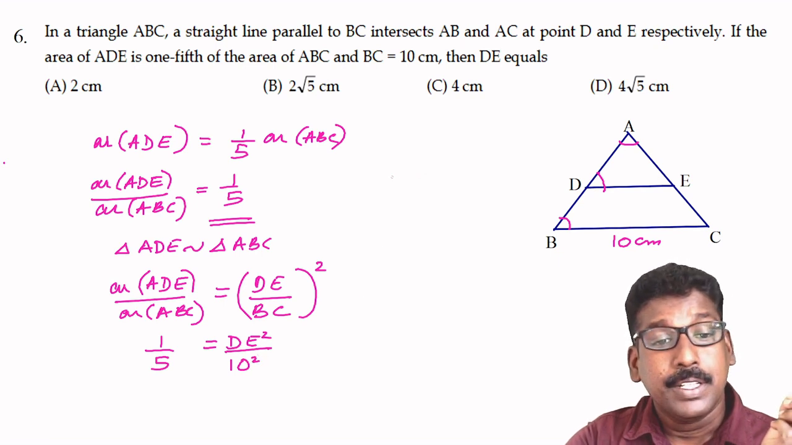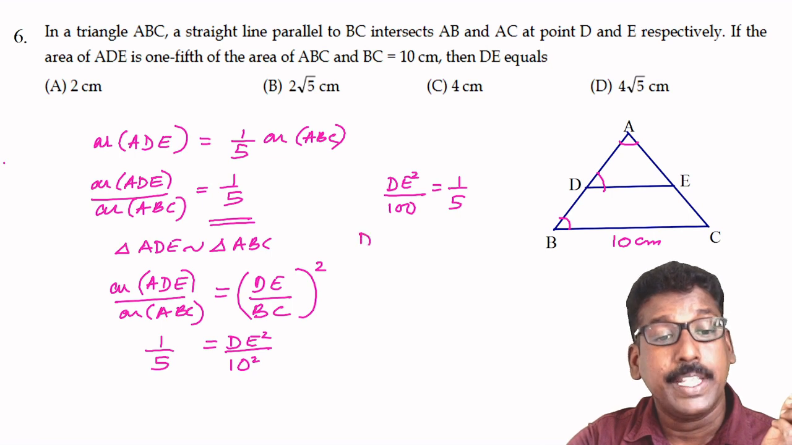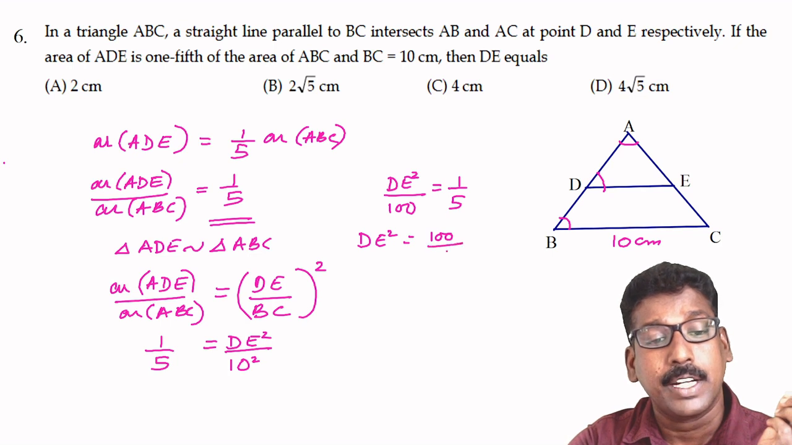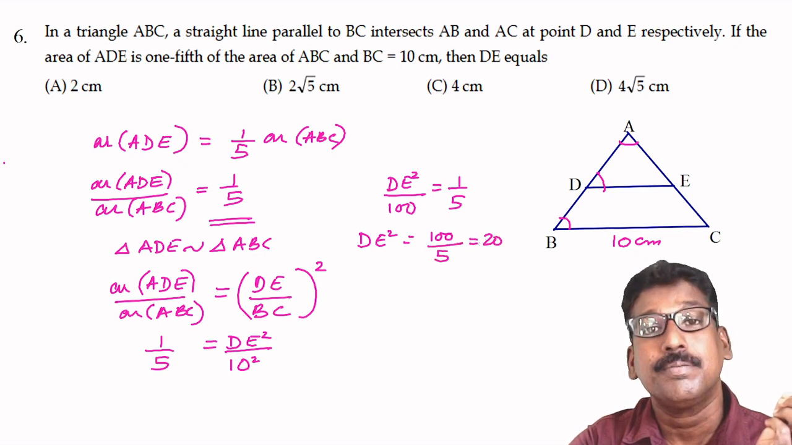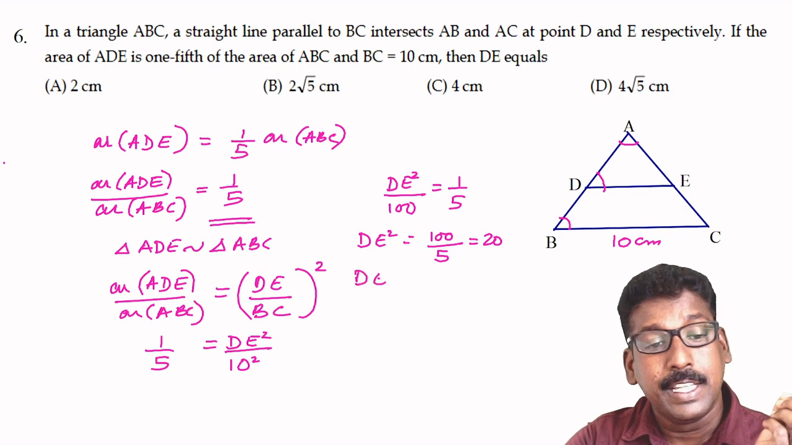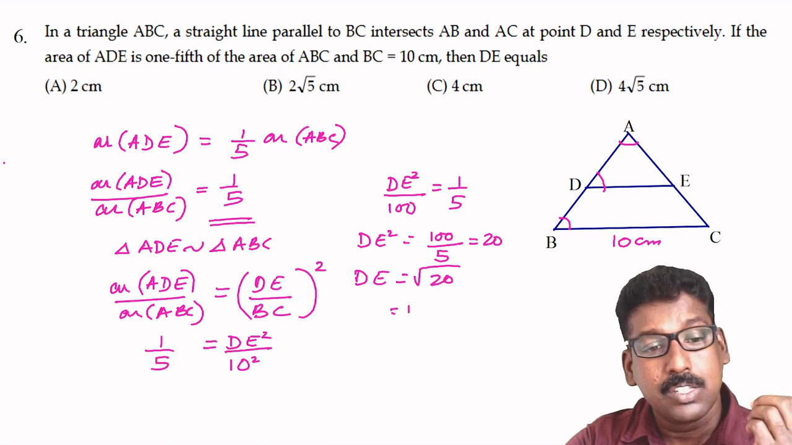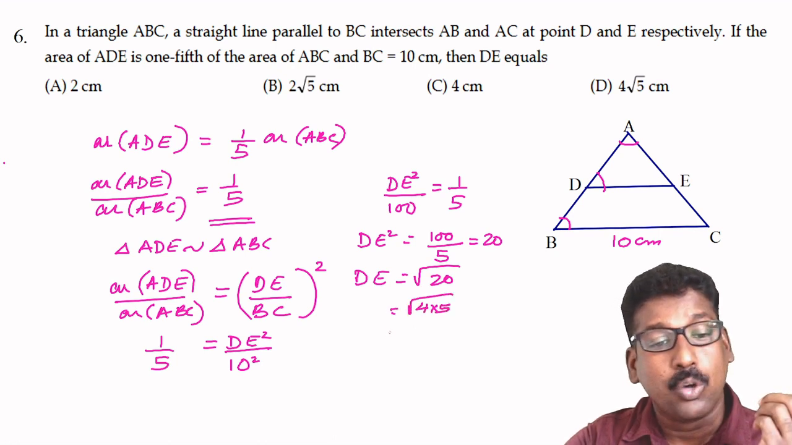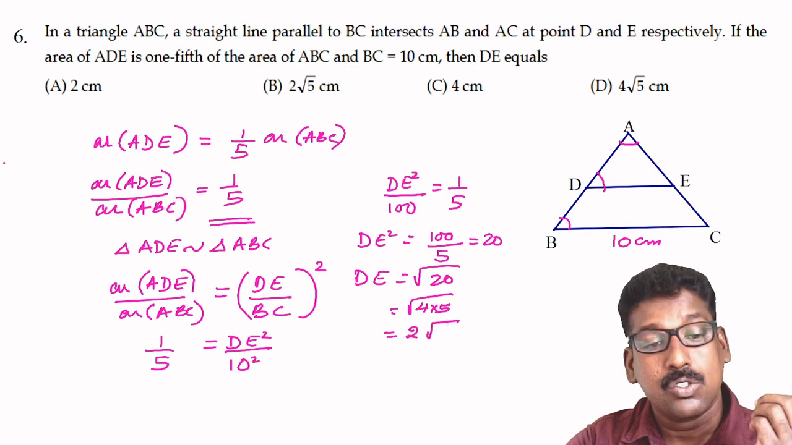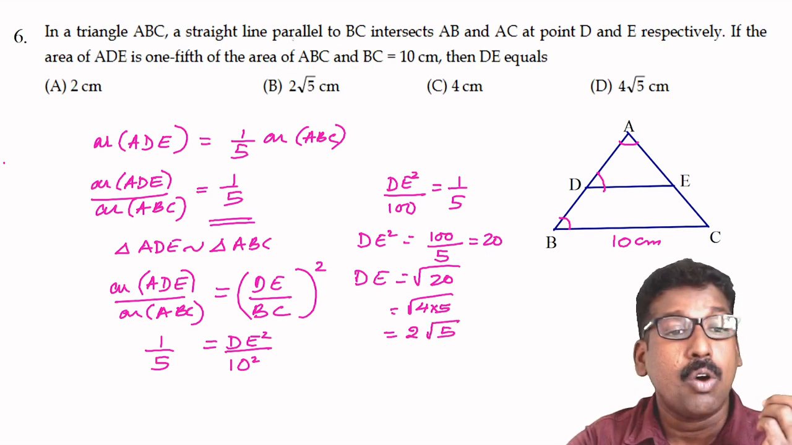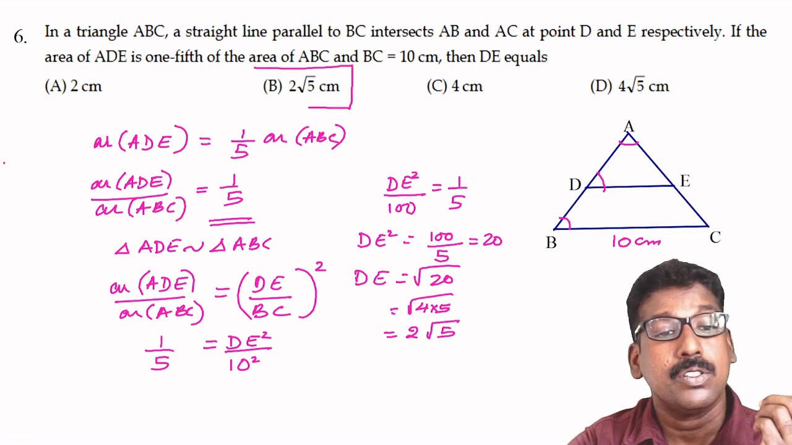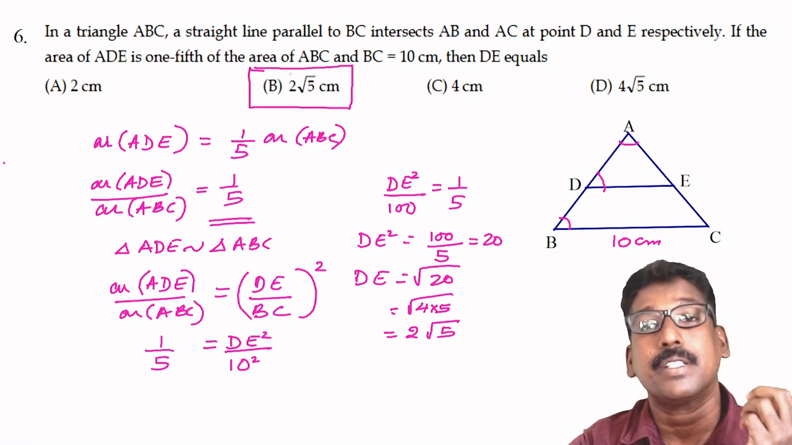That is DE square by 100 is equal to 1 by 5. So DE square is equal to 100 transposed to the other side. It is 100 by 5, which is equal to 20. That means DE is equal to square root of 20. 20 is equal to 4 into 5. That is square root of 4 into 5. Square root of 4 is 2. Then 2 root 5. So the correct option is B, 2 root 5 centimeter.